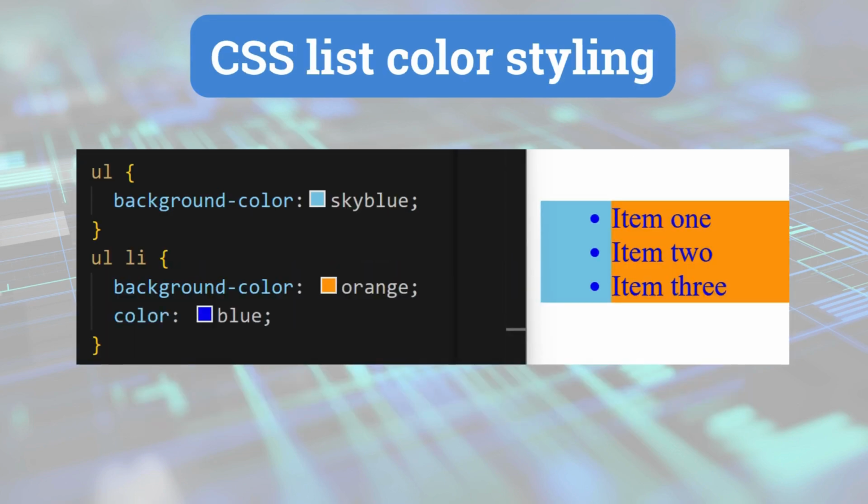CSS list color styling. We can see in this example, UL for unordered list on the top of the HTML has background color set to sky blue. So you can see the sky blue on the right. Then you can see UL list item. In other words, each list item in the UL, we can see background color has orange. So that's why you see orange on the right instead of the sky blue, because the list items are set to orange. And then we can see color blue. Color means the color of the text that's actually in the list items. So we can see the bullet point and item 1, item 2 and item 3 are set to blue.